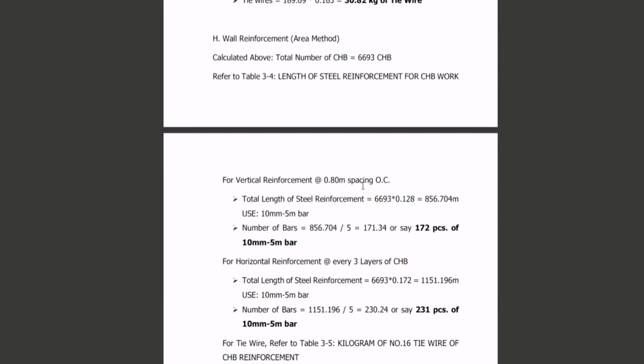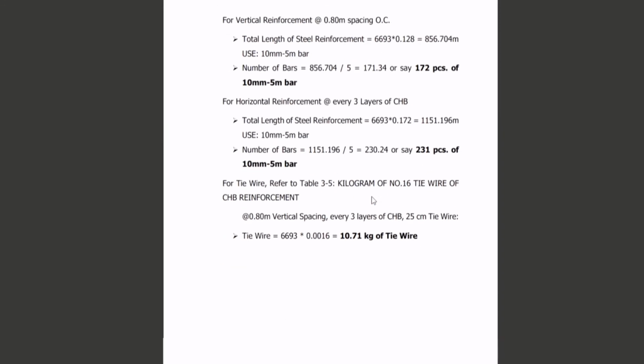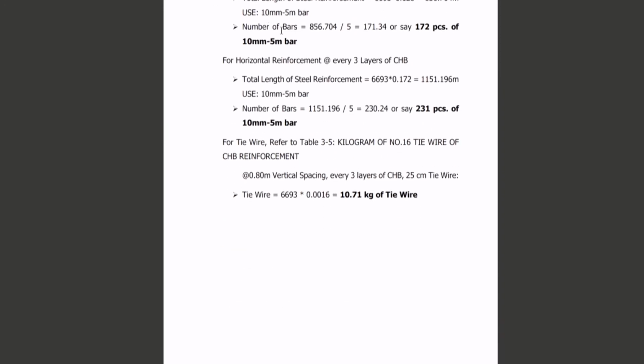Yan. Sa walls naman tayo, ito yung total na nakuha nating hollow blocks. Gagawin, multiply lang natin ng 0.128. So, which is equals to 856.704 meters. So, gagamitin natin is 10 mm 5 meter bars. So, yan. Divide by 5 lang. So, makakakuha tayo ng 172 pieces of 10 mm 5 meter bars.